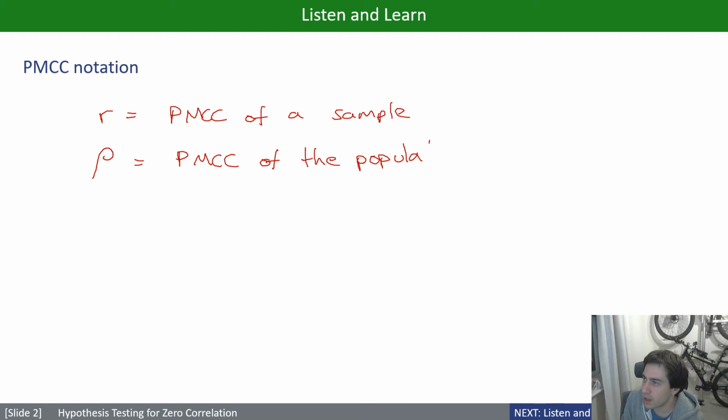Okay, it's analogous to talking about a sample mean and a population mean. It's a bit like that. So it's a sample PMCC and a population PMCC. In a moment, we're going to start using these letters, R and rho, so just be aware that that's what they mean. Okay, cool.